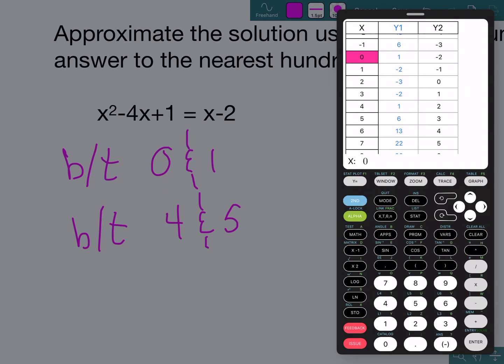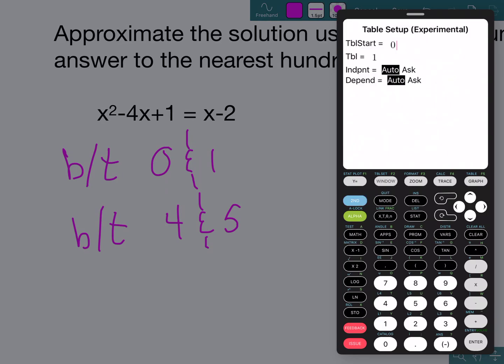Okay? So what I'm going to do is use my table to investigate these numbers. And it tells me to round to the nearest hundredth, so 2 decimal places. So I'm going to hit second graph, and this brings up a table, and this lets me verify. You'll see here y1 and y2, right? y1 is the blue line, y2 is the black line. And you can see y1, 6 is above negative 3, 1 is above negative 2, and then all of a sudden negative 2 is below negative 1. Okay, so we switch somewhere between the x value of 0 and 1, where the blue line is no longer above the black line.